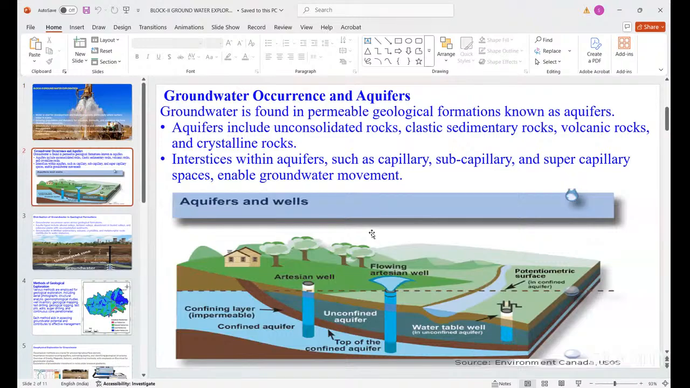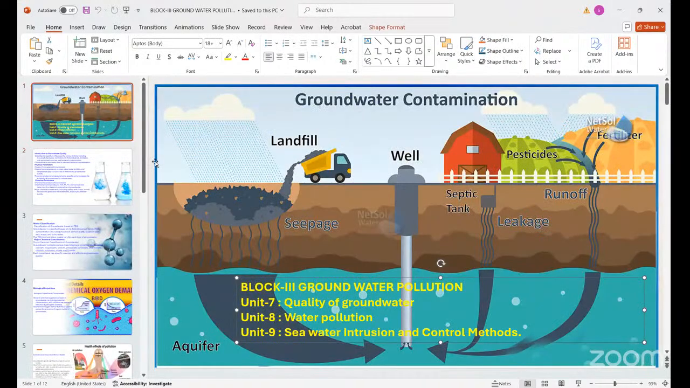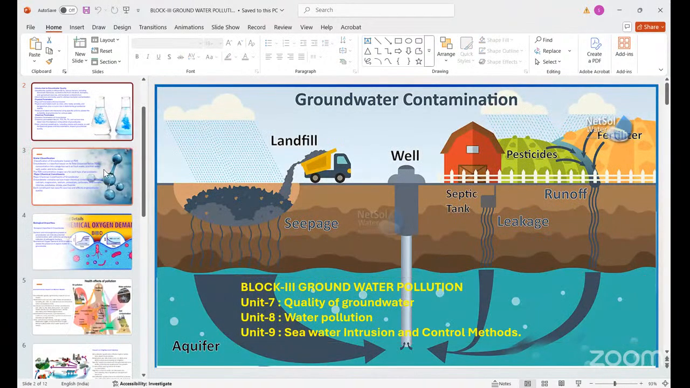This is the second presentation in our groundwater exploration syllabus. Tomorrow we are going to discuss the remaining topics: groundwater contamination and groundwater management studies.